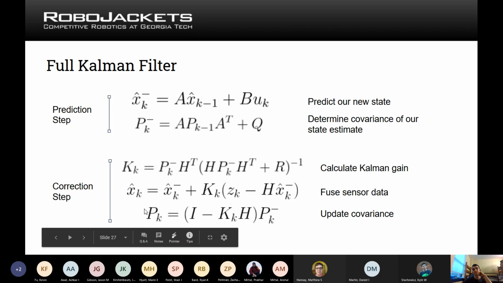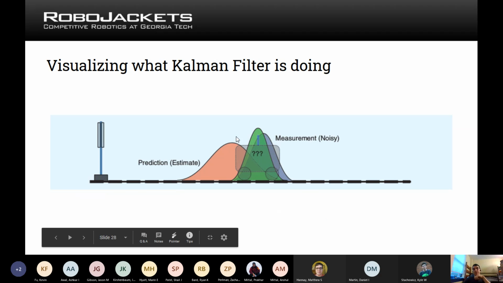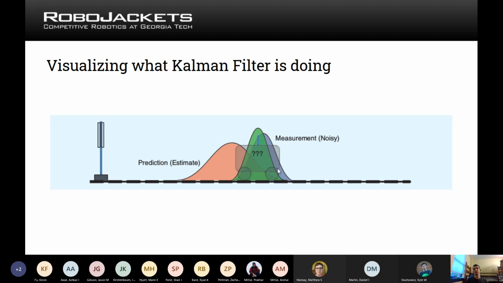And that's what occurs basically in here. Your certainty actually ends up being higher than from the predicted state or from the measurement alone, meaning the covariance is lower. And that makes sense because you have more information to work with, and the more information you have, the more certain you'll be about your pose.